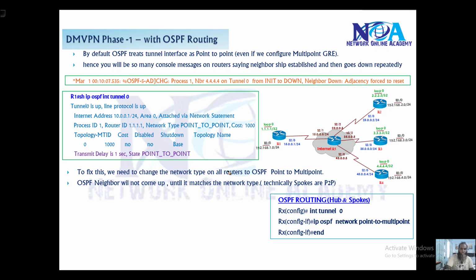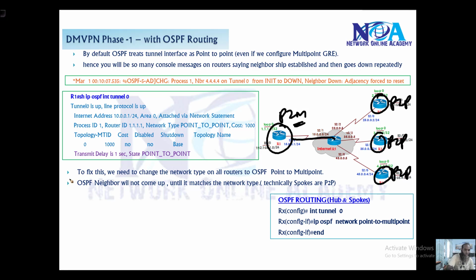So here we are using point-to-point. Obviously we are using point-to-point here. That's not a problem. But here we are not using point-to-point. We are using multi-point. So which means we need to change the network type. In order to fix this, in OSPF, if you're using OSPF with DMVPN Phase 1, we need to change the network type to point-to-multipoint. So we have to change this network to point-to-multipoint.